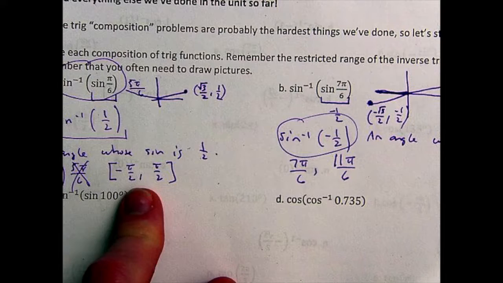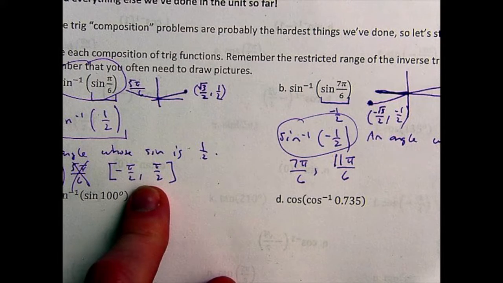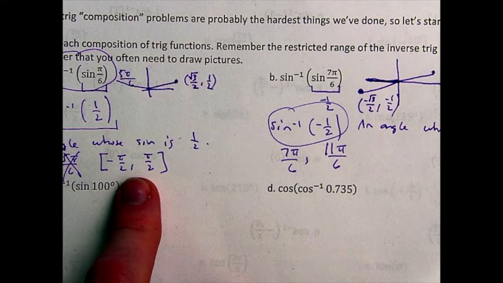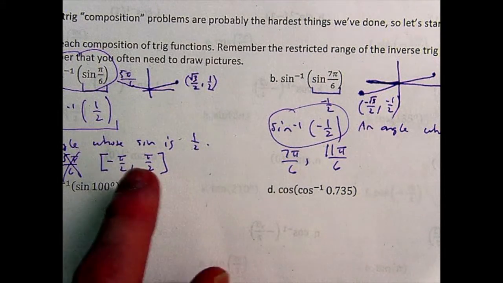We have to choose the angle which actually sits within that interval. Which of these sit within this interval? The answer is neither of them. They're both too big, right? They're both bigger than pi over 2.